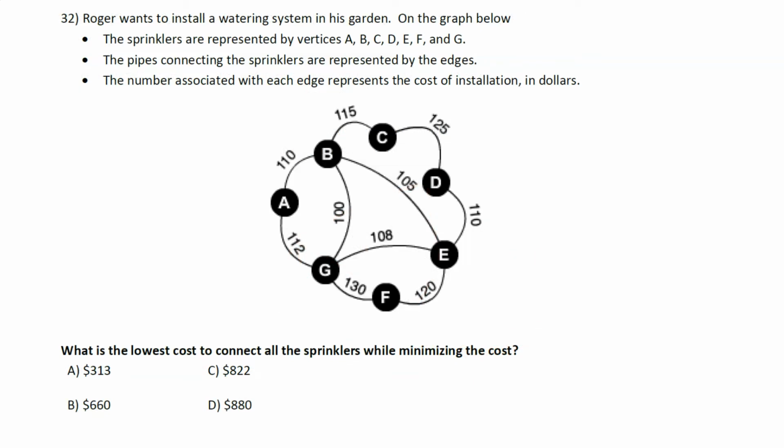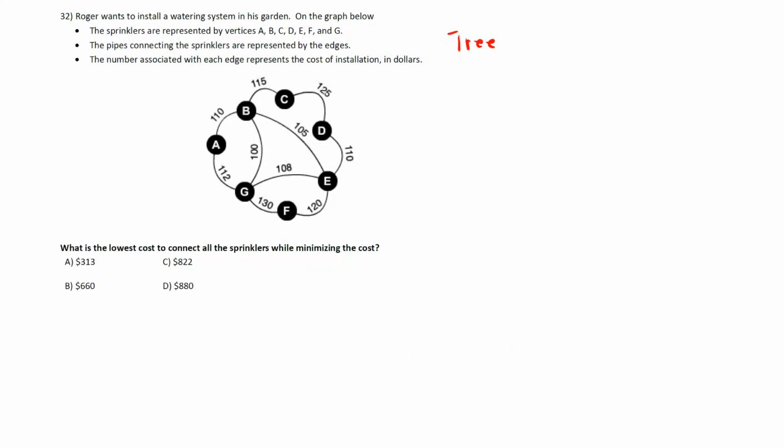Question 32 says Roger wants to install a watering system in his garden. It gives us the distances between each of the sprinklers, which are indicated by the vertices A through G. The pipes connecting the sprinklers are the edges. The number associated with each edge represents the cost of installation in dollars, and we're asked to find the lowest cost to connect all the sprinklers. This is a tree of optimal values type of problem.